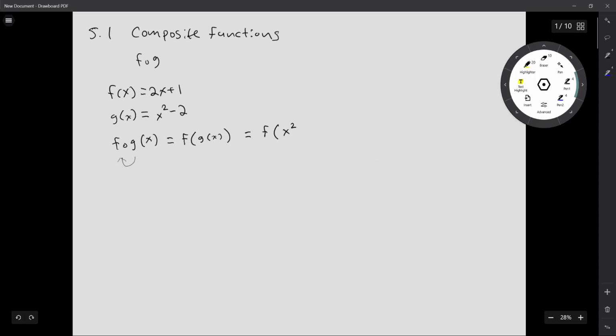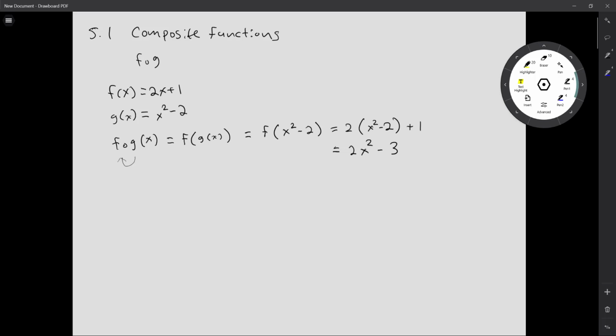So what this is going to look like is, we're looking at f of g of x, that's f of x squared minus 2. And when I plug x squared minus 2 in place of x for f, I get 2 times x squared minus 2, plus 1 as a result. And I can multiply this out and see I'll get 2x squared, minus 4, but plus 1, so minus 3.